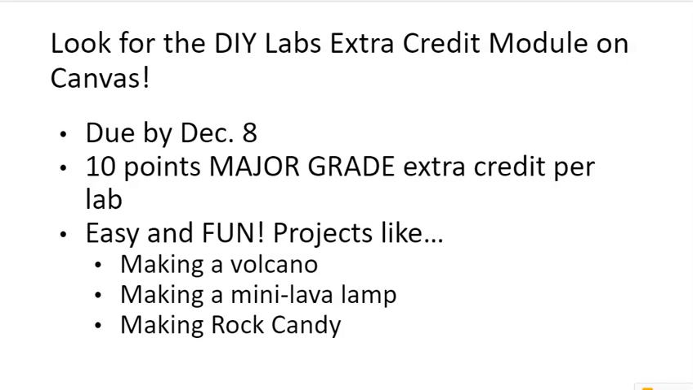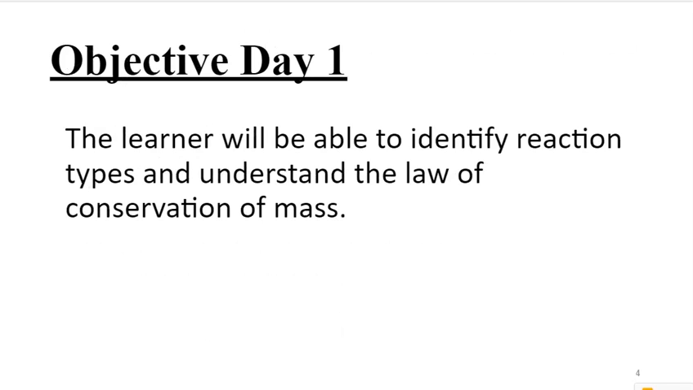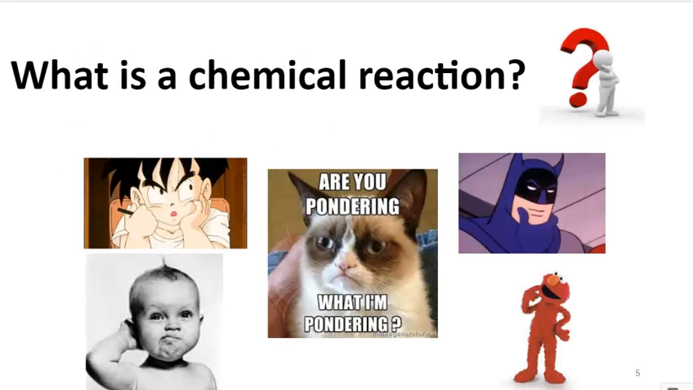Okay, so let's get into our notes. Today, we are going to be learning about identifying reaction types and understanding the law of conservation of mass. So, let's start by thinking about what is a chemical reaction. You might be thinking about that. There's a spot in your notes and you can just write down what you think, and maybe by the end of class it will be different.